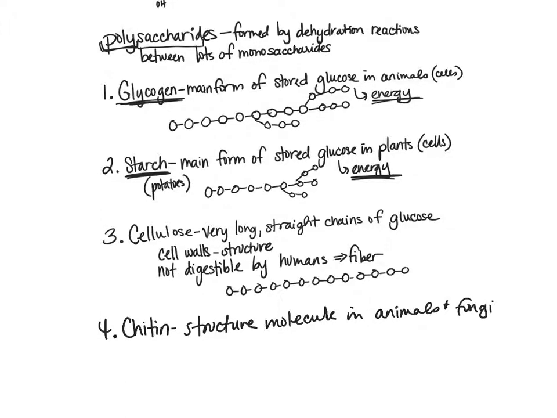So if we take a look at these really quickly, glycogen and starch are for energy storage. Energy storage in animals, in the case of glycogen, and energy storage in plants, in the case of starch. Cellulose is a structure molecule that's important in cell walls of plants. Chitin is a structure molecule in animals. And what we mean by that is it actually forms the exoskeleton in various animals like insects. And then it's also found in fungi in their cell walls.